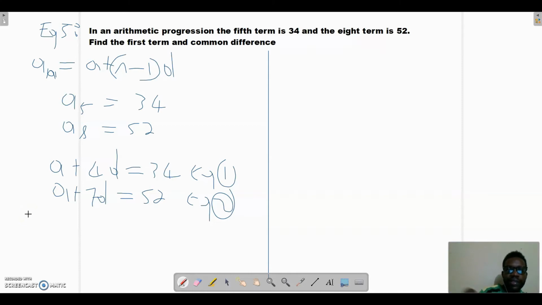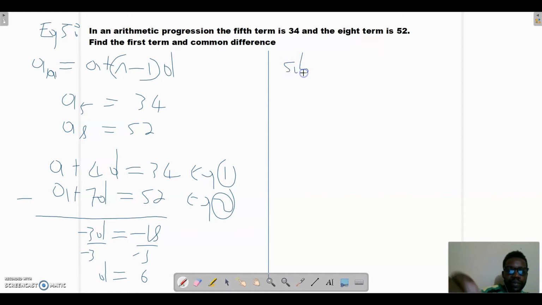So we could say, alright, draw a line here, and we subtract. Now a minus a is 0, so that's gone. We have 4d minus 7d, that's minus 3d equals 34 minus 52, negative 18. So we divide both sides by minus 3, so d is equal to 6. Now we simply substitute this into an equation of our choice to find a, so we could say sub d equals 6 in equation 1.